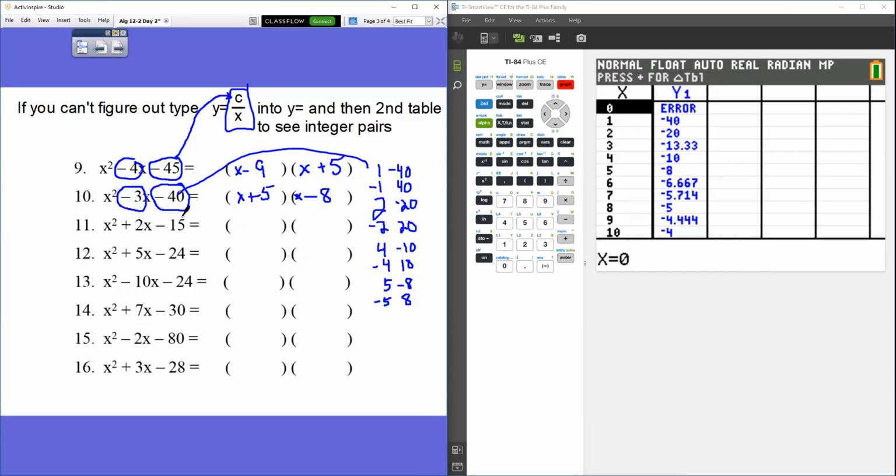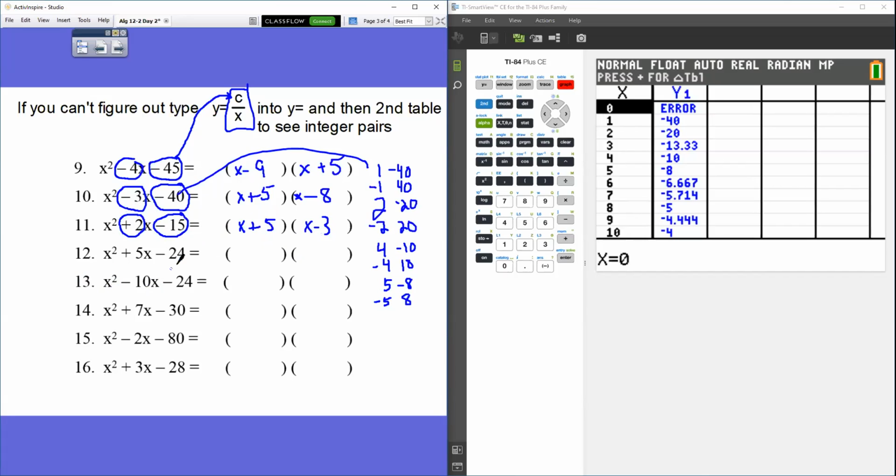Take a look at number 11. What times what is negative 15, that adds up to 2? Go ahead and type that in the chat if you didn't do so already. It is x plus 5 and x minus 3.